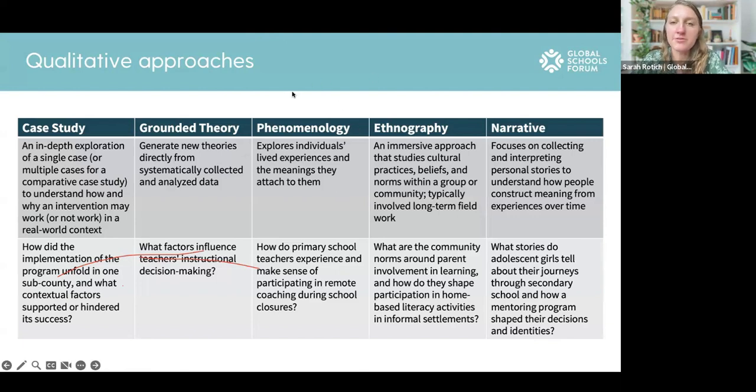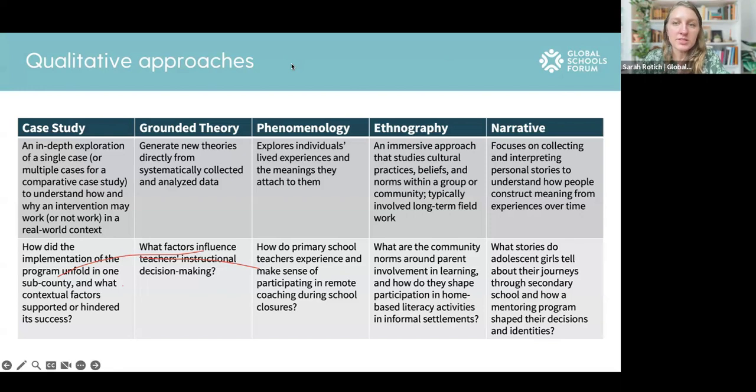Another approach to qualitative research is phenomenology, which is all about understanding individuals' lived experiences and the meanings that people attach to those experiences. So an example of this would be asking how primary school teachers experience and make sense of participating in remote coaching during school closures. So here you're really looking at that internal experience that people are having as they're participating in something.